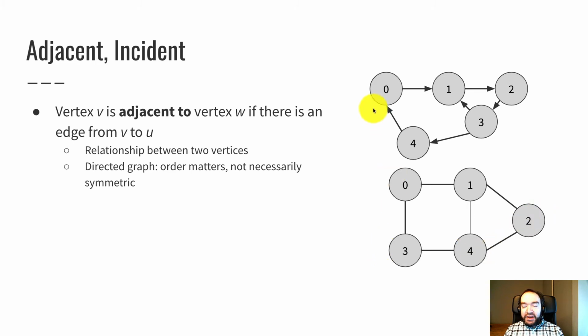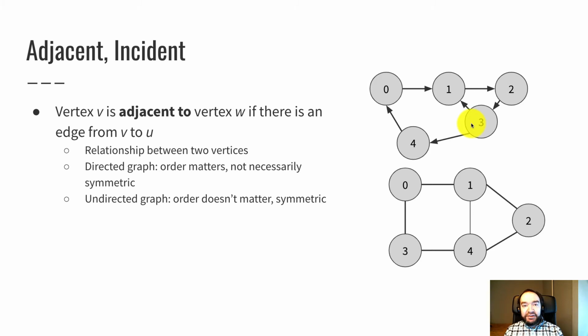In a directed graph, it's a little trickier because of the direction. So if there's an edge from V to W, V is adjacent to W. So there's an edge from 0 to 1, so 0 is adjacent to 1. There's an edge from 3 to 4, so 3 is adjacent to 4. It's not true that 4 is adjacent to 3 because there is not an edge from 4 to 3. So in a directed graph, the order matters when you say this phrase. It's a little tricky, so we try to not do this more than we have to.